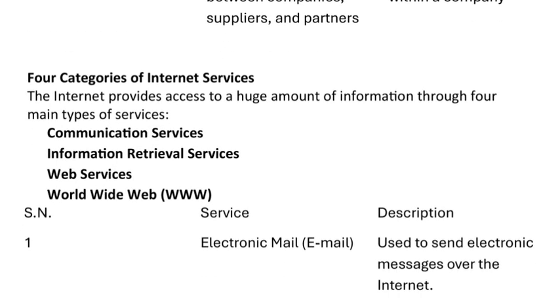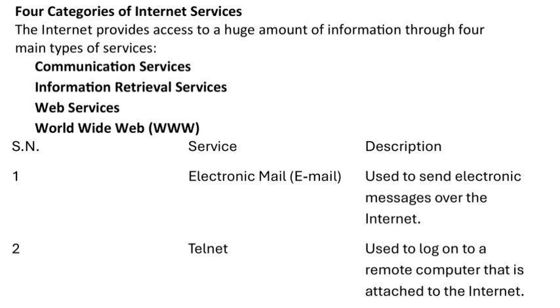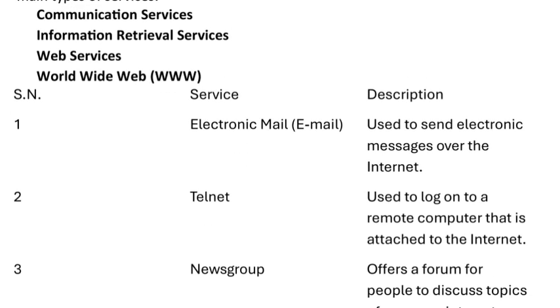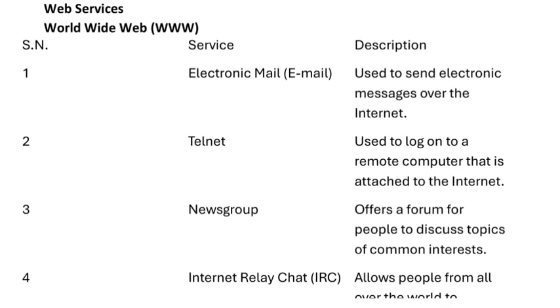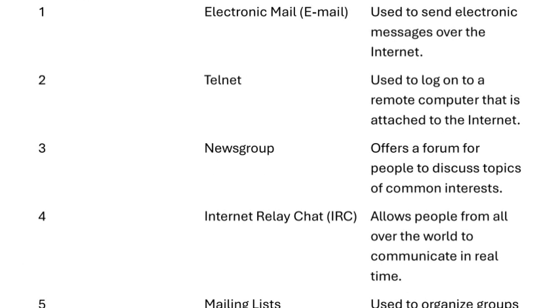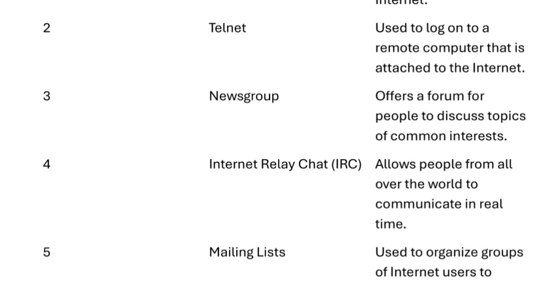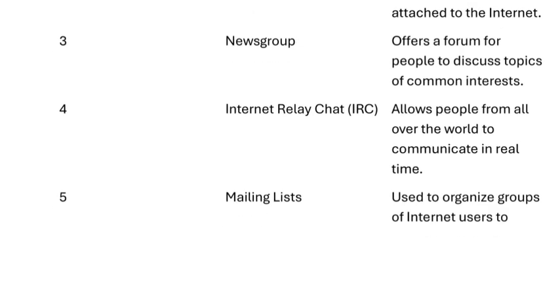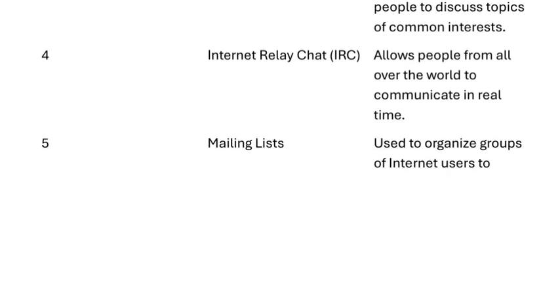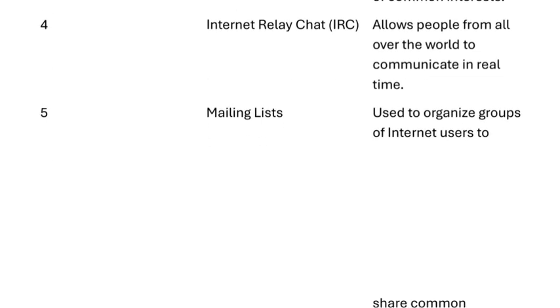4 categories of Internet services. The Internet provides access to a huge amount of information through 4 main types of services: communication services, information retrieval services, web services, and World Wide Web, WWW. Service description. 1. Electronic mail, email, used to send electronic messages over the Internet. 2. Telnet, used to log on to a remote computer that is attached to the Internet. 3. Newsgroup, offers a forum for people to discuss topics of common interests. 4. Internet Relay Chat, IRC, allows people from all over the world to communicate in real time.